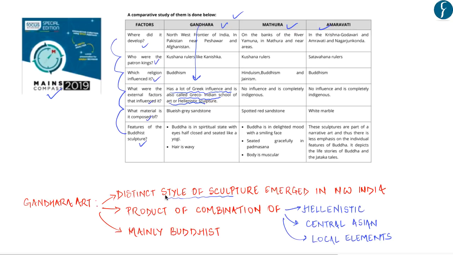Now Gandhar art is a distinct style of sculpture which emerged in northwest India, which means in the region of Punjab and Khyber Pakhtunkhwa of Pakistan today. Now Gandhar art is a product of a combination of Hellenistic, which basically means Greco features, and it also has Central Asian characteristics. Hellenistic and Central Asian features combined with the local elements to produce a unique art form which we call Gandhar art. Now, as far as the religion is concerned, Gandhar art is mainly Buddhist in depiction.